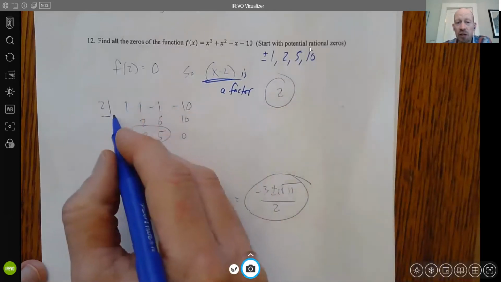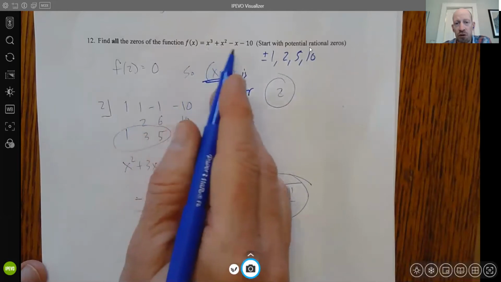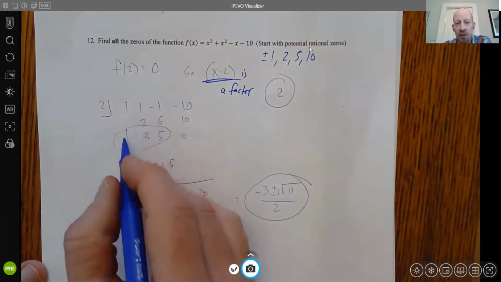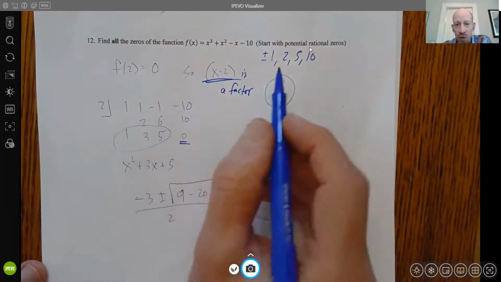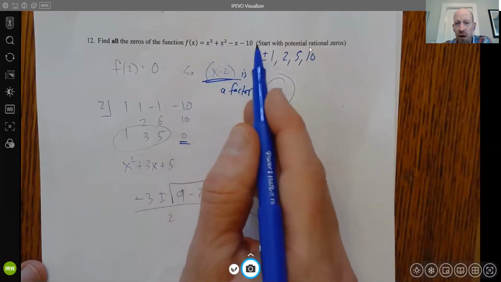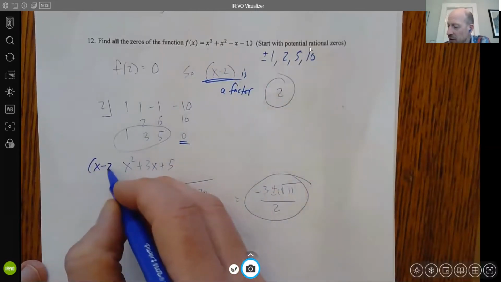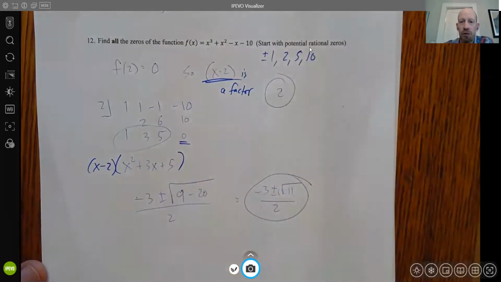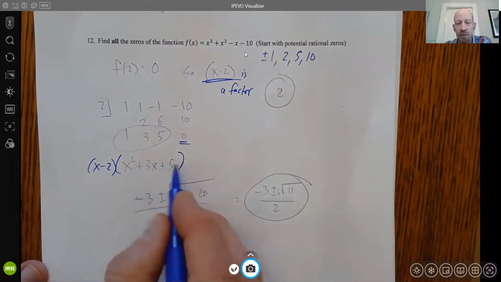then I can do long division or synthetic division. Right here are the coefficients. I do my division and I get a remainder of 0. And what that tells me is that x minus 2 divides into the original polynomial evenly. So this original polynomial can actually be rewritten as this.